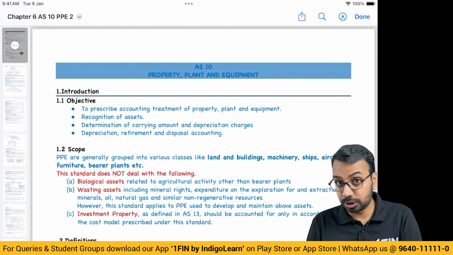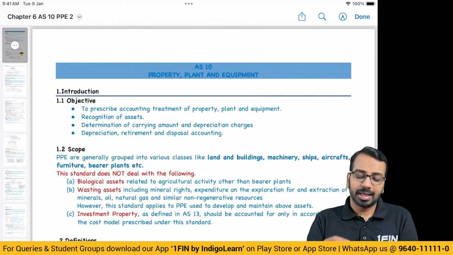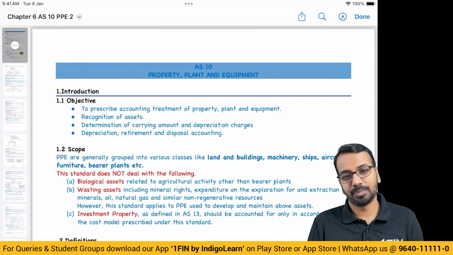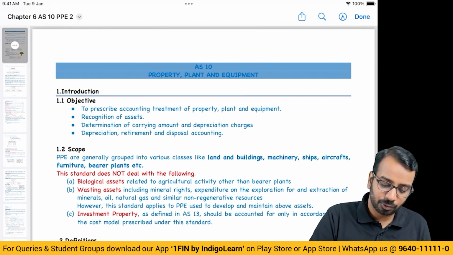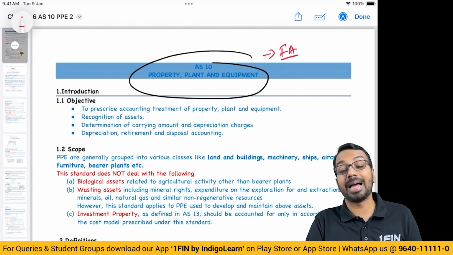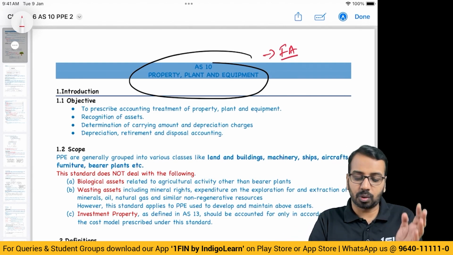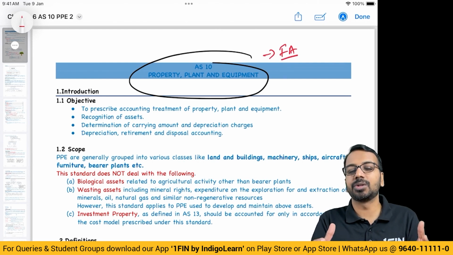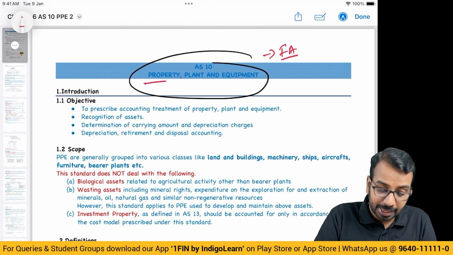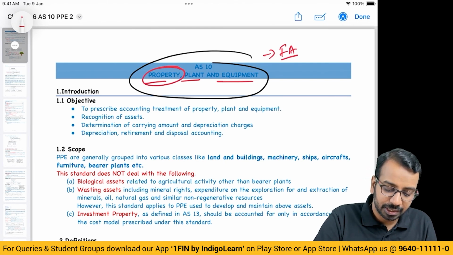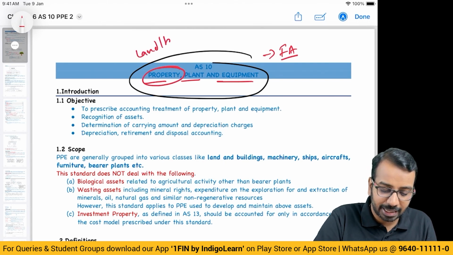Standard is very much logical. You will learn with logic. I will ask you to remember few things which you can remember, and then you will be ready for the examination. Now, as far as we know, AS 10 deals with PPE, or what we traditionally used to call as fixed asset. Earlier we used to call fixed asset. Now, as far as companies' accounts are concerned, we use the term property, plant and equipment. So, when we say property, this property is basically your land and buildings.